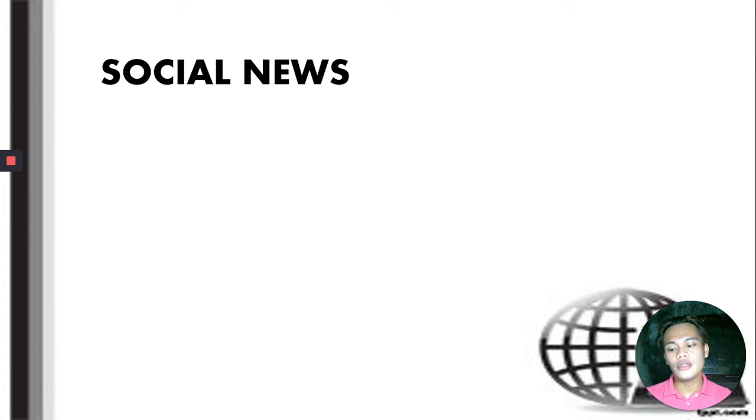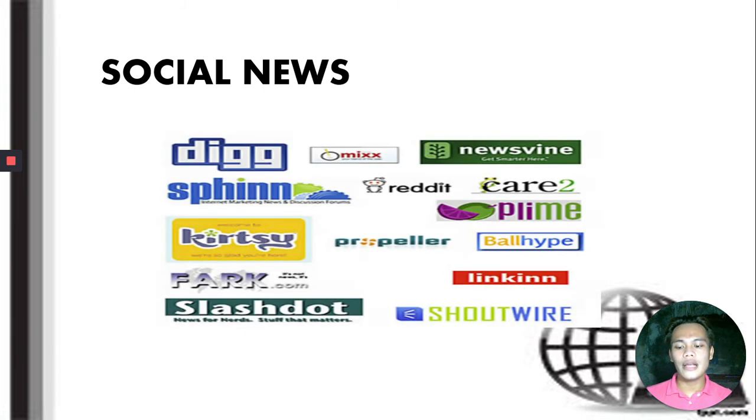Next one is social news. Social news allows users to post their own news items or links to other news sources. You can post here, like on LinkedIn, Shoutwire, Slashdot, and many more.